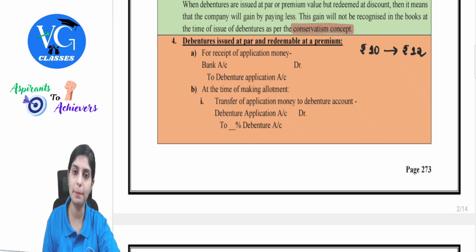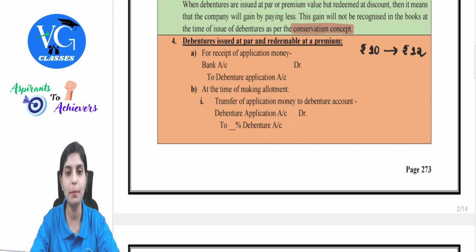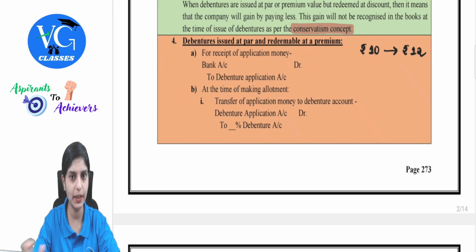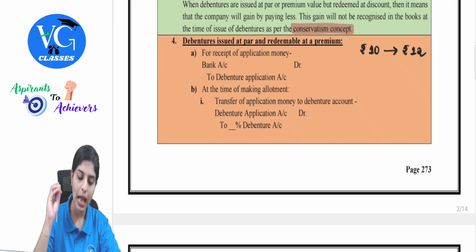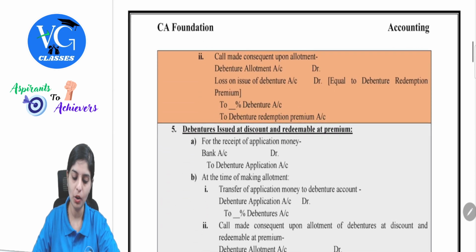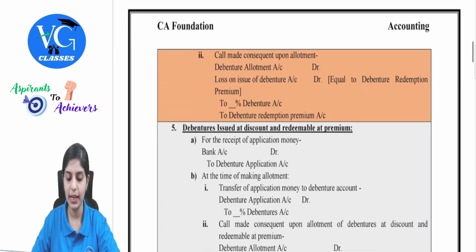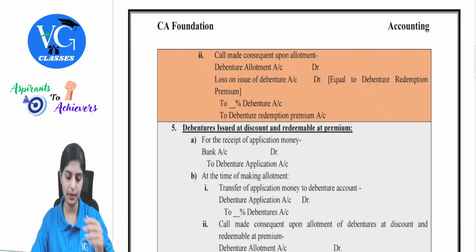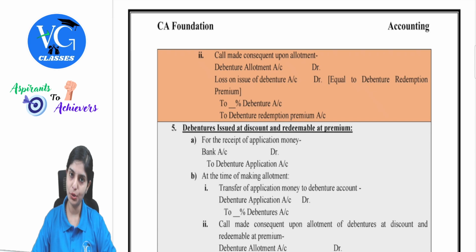Observe for receipt of application money, bank account debit to debenture application, a normal entry because the issue is happening at par. At the time of making allotment, I will transfer the application money to the debenture account, debenture application to debentures. Now, observe this call made consequent upon allotment, that is the further stages after application. I will first make it due.